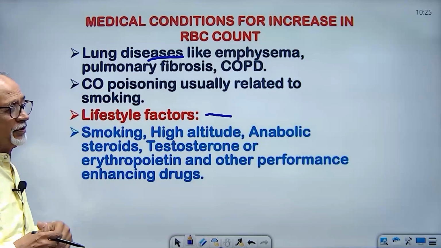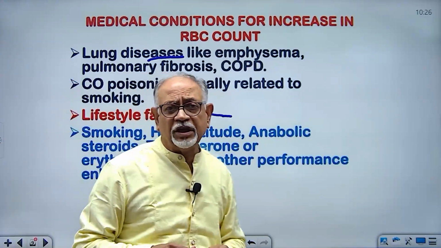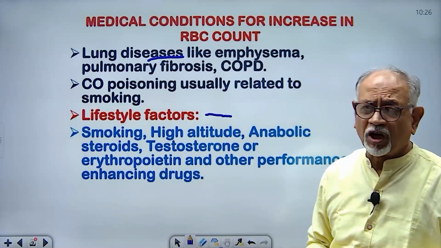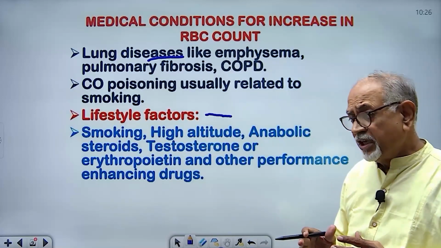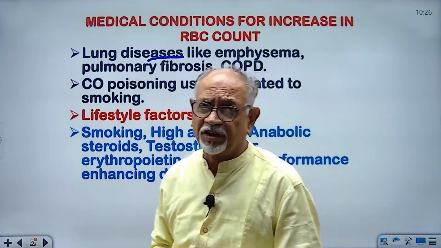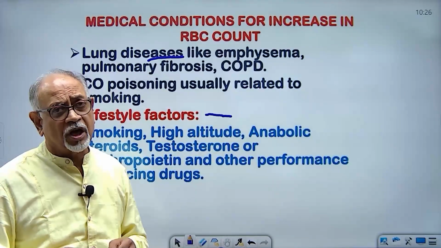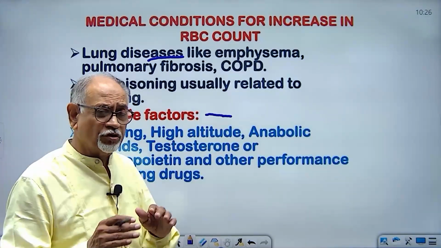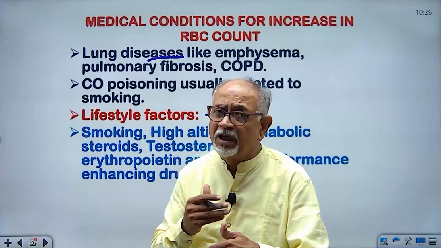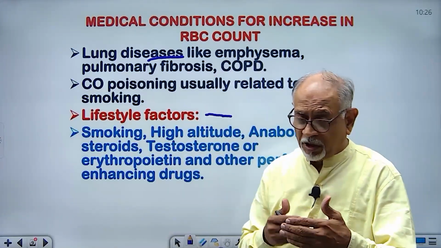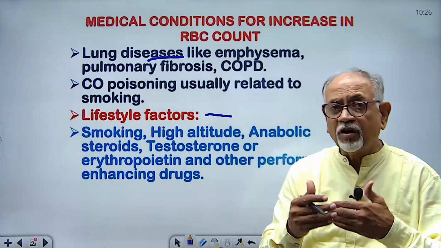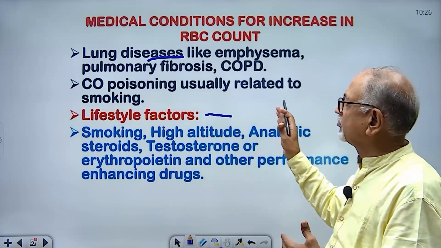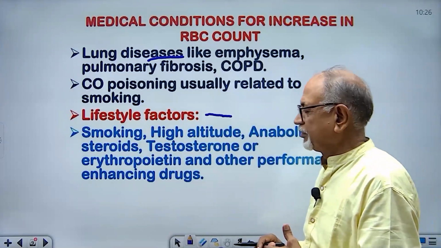Then CO poisoning. As you know, the hemoglobin has 200 times more affinity to carbon monoxide. And the hemoglobin combines with carbon monoxide, forming a compound, carboxyhemoglobin, which is a stable compound. So, that amount of hemoglobin is not available for forming oxyhemoglobin with oxygen. So, there is a deficiency of oxygen, and in that case also the RBC count increases.